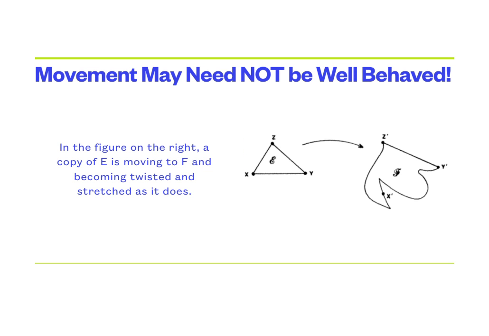Movement may not be well behaved. In this particular case, all these points are mapped someplace else, but you'll notice that they start as a triangle, but they end as something way different than that. So in the figure on the right, a copy of E is moving to F and becoming twisted and stretched as it does.